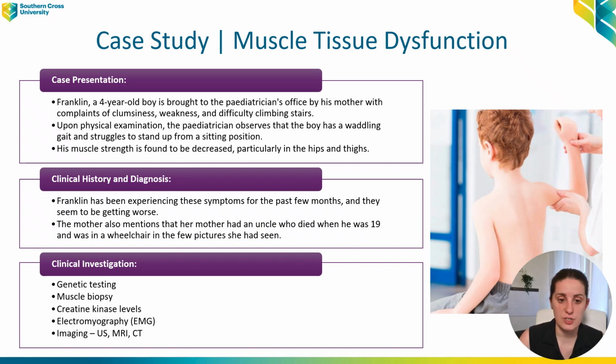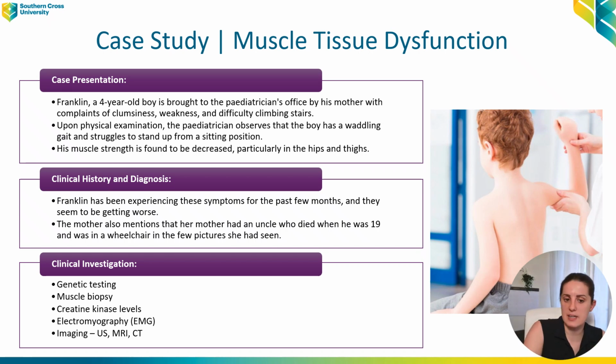The clinical history and diagnosis is that Franklin has been experiencing these symptoms for the last few months, and they seem to be getting worse. The mother also mentions that her mother had an uncle who died when he was 17 and was in a wheelchair in a few pictures she had seen. So they do further clinical investigation.